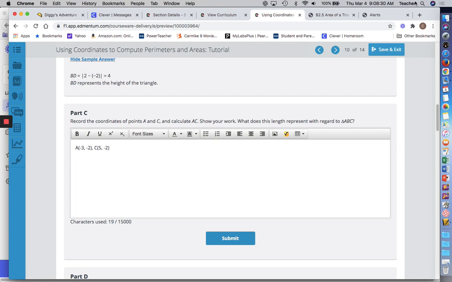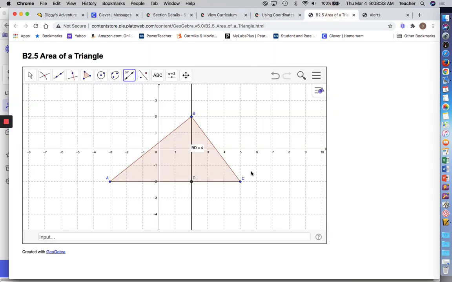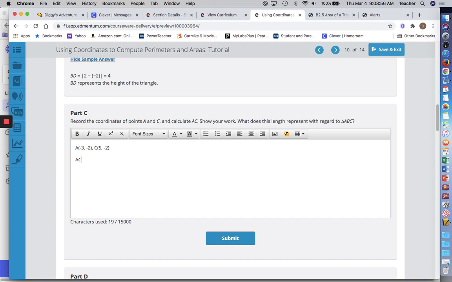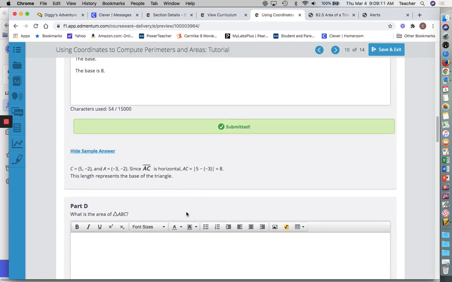All right, now we're going to calculate AC. Well, AC, the nice thing about it, it's a horizontal line, so I can really just count this. I'm going to do it both ways to prove it. So I'm going to start at A. I'm going to go right 1, 2, 3, 4, 5, 6, 7, and 8. So AC is 8. Just to prove it, I'm going to click on distance or length, A then C, and AC is 8. This, you guys, is the base. The base is 8. So I'm going to submit that.